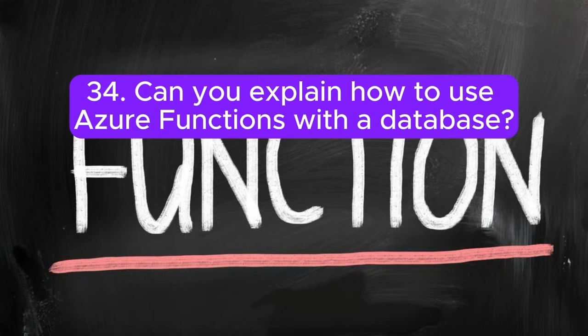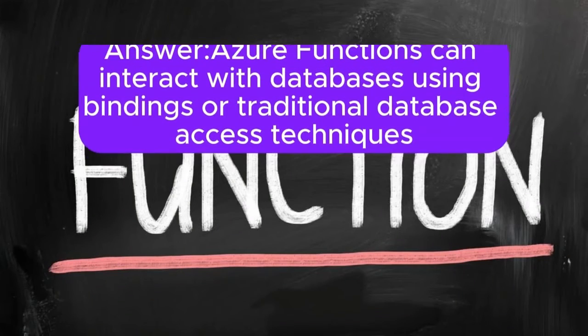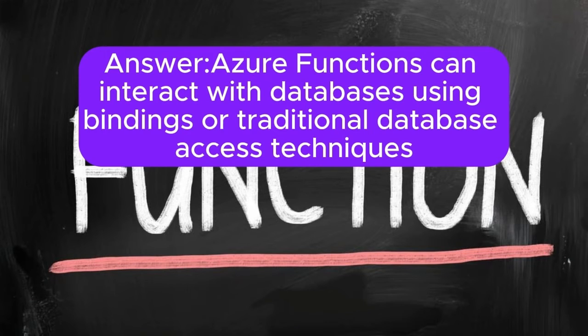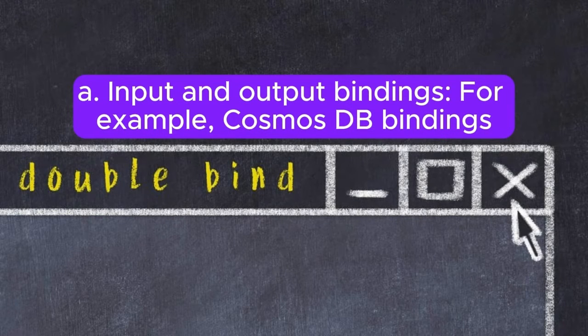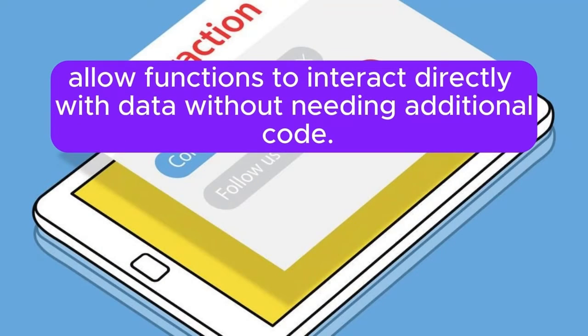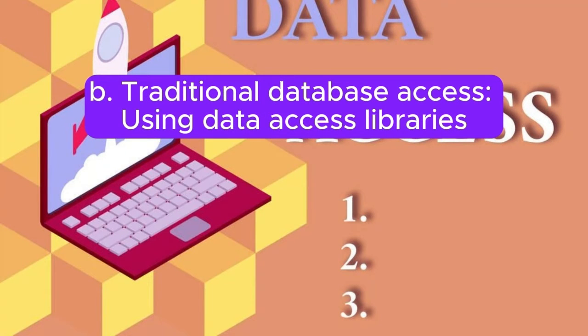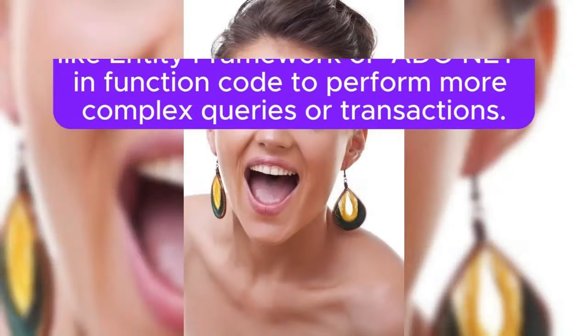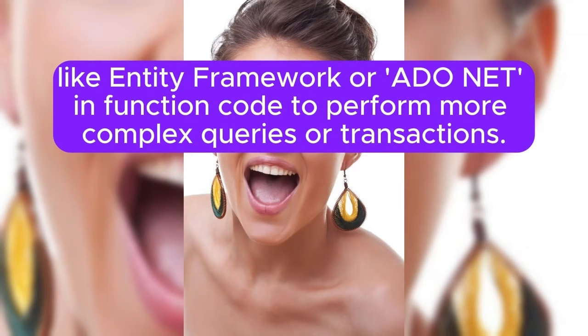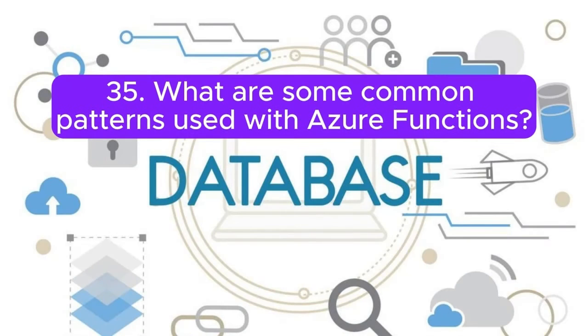34. Can you explain how to use Azure Functions with a database? Answer. Azure Functions can interact with databases using bindings or traditional database access techniques. A. Input and output bindings. For example, Cosmos DB bindings allow functions to interact directly with data without needing additional code. B. Traditional database access using data access libraries like Entity Framework or ADO.NET in function code to perform more complex queries or transactions.